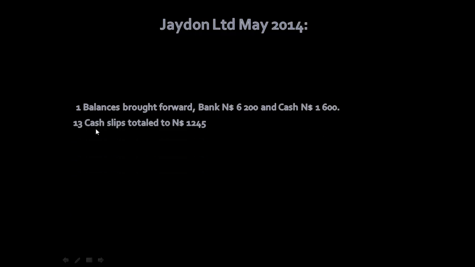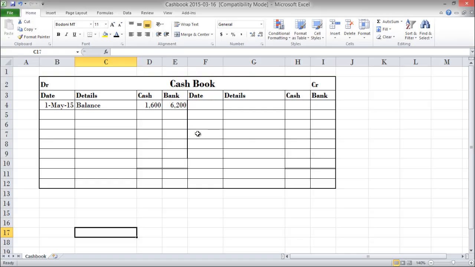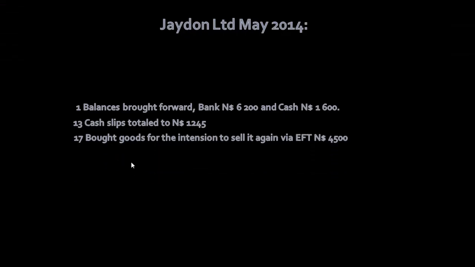On the 13th, cash slips total to 1,245. Now cash slips results in an inflow of funds to the business. When there is an inflow of funds into the business, we'll put that on the debit side of the cash book. So our transaction will look like this. On the 13th of May, sales of 1,245 cash.